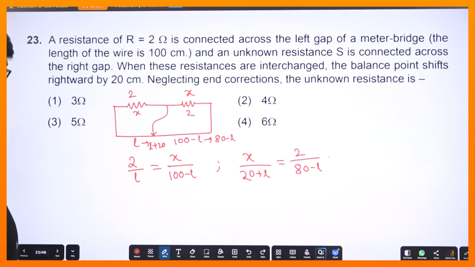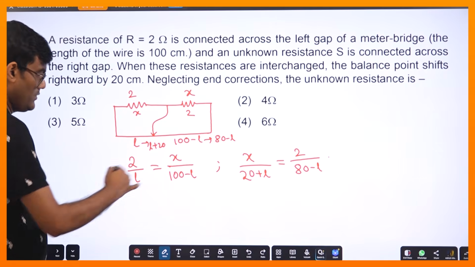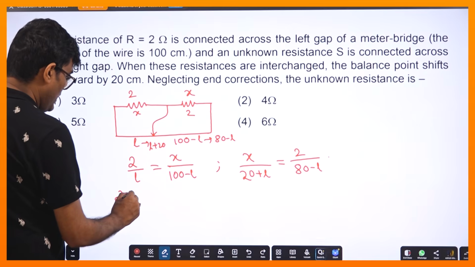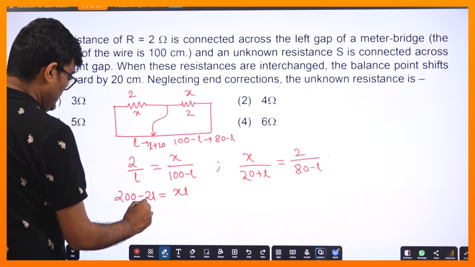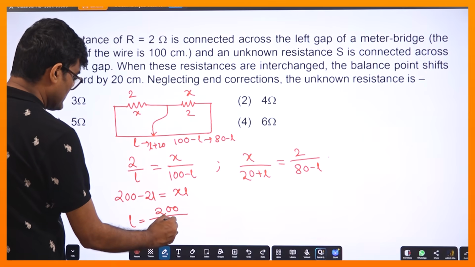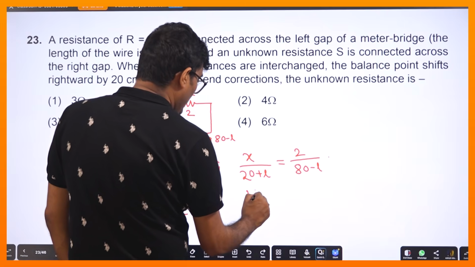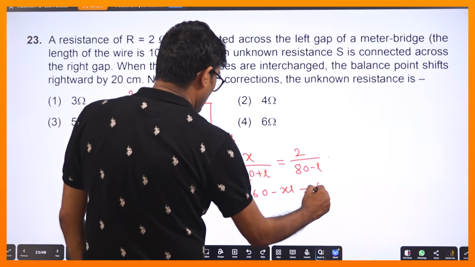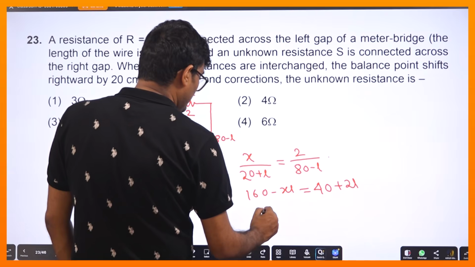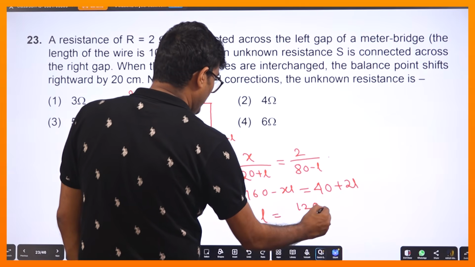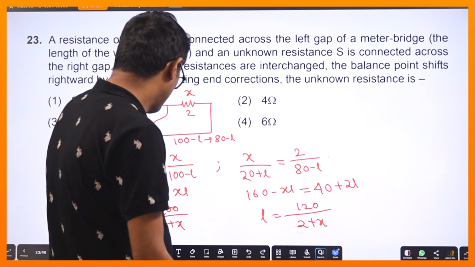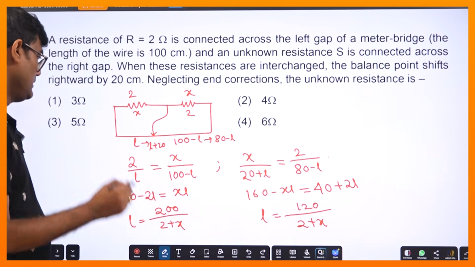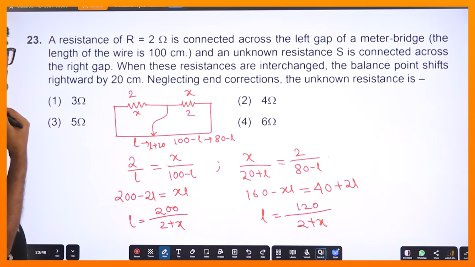So what we can do? Look, L is not known, so I have to equate L on both sides. So it is 200 minus 2L is equal to xL, so L is equal to 200 by 2 plus x. And in this case, 160 minus xL is equal to 40 plus 2L, so L is equal to 120 by 2 plus x. I'll equate them. Is it correct? Unknown resistance.